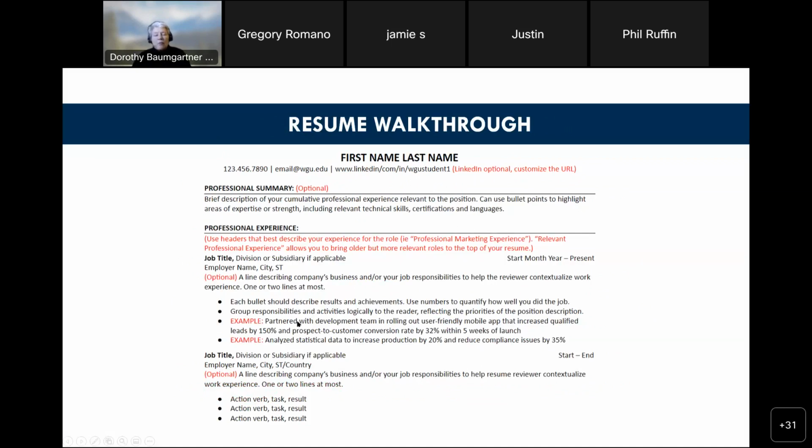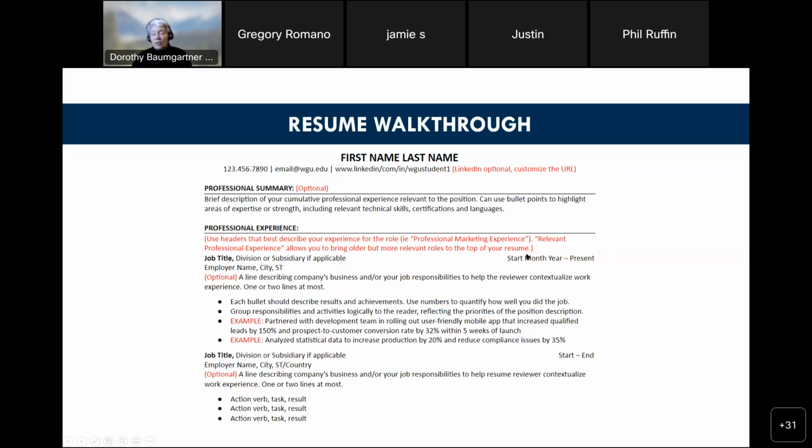The way you want to be formatting your positions is the job title should be first and in bold. I see a lot of people start with a company name. Generally, recruiters are going to be much more interested in the role you held than necessarily where you did it. So you want that to pop out. What was your job title? If there was a division, for example, you might include that there. And then the employer name, city, and state.